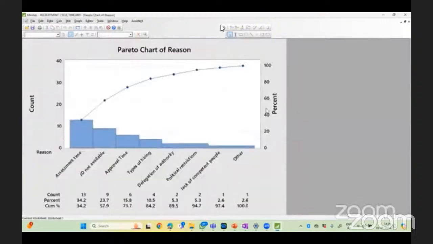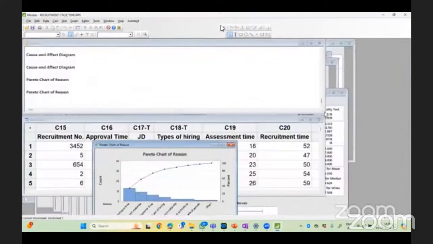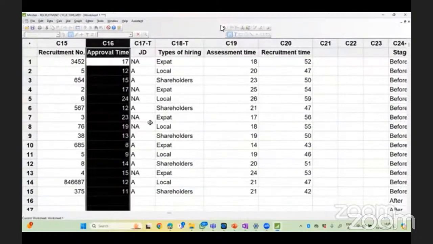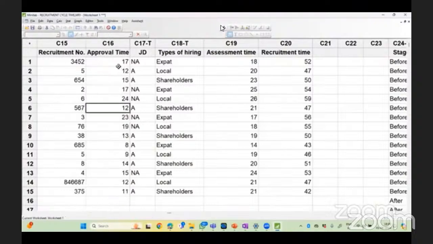Pareto, I'm not believing. Assessment time? How did I get this? Maybe a person thought, people voted. They may be wrong. So what I will do, I'll further validate. I'll collect the data. Okay, approval time is the possible suspect. Let us collect the data.